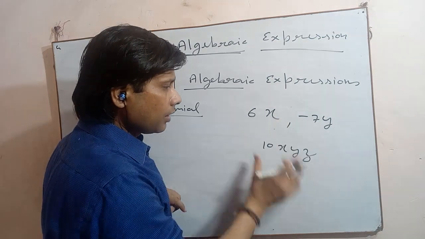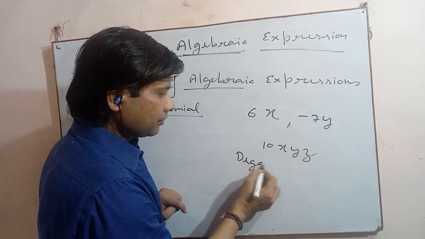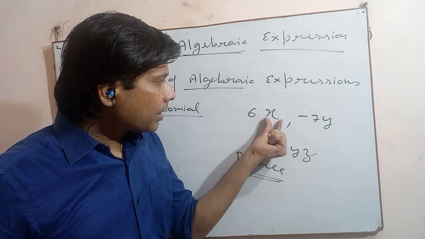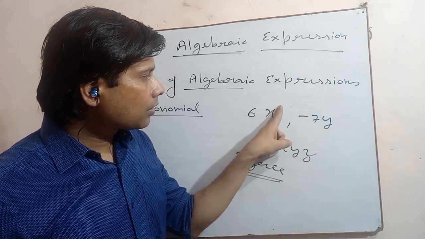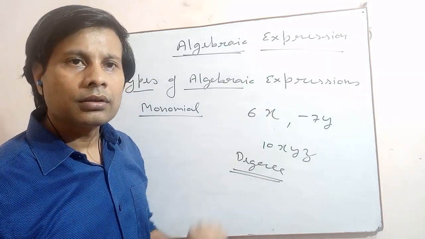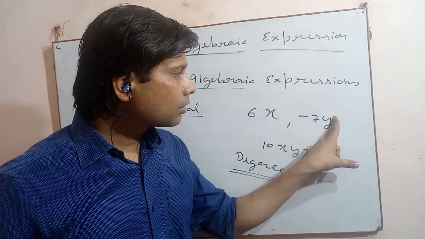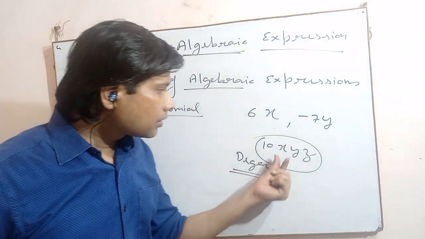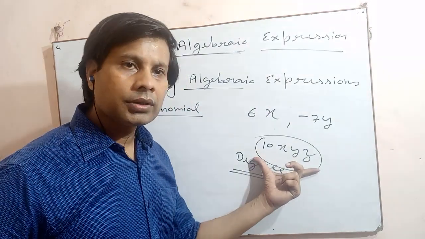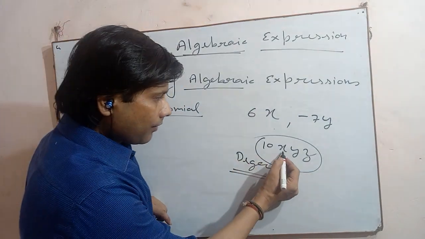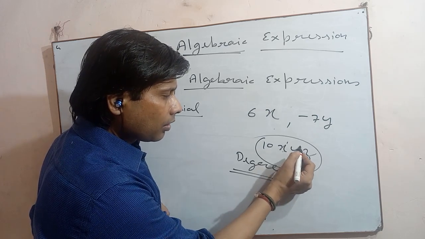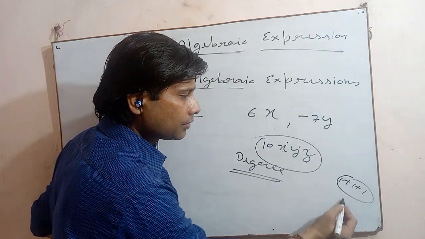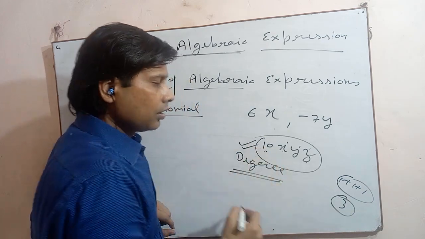And in that, suppose I talk about the degree. Degree means whenever you have a monomial, go to the variable part and think what the power is. The power is 1, so the degree is 1. But what about here? Here there are 3 variables, but only one term. So what is the degree of this monomial? Every variable has the power 1, 1 and 1, and whatever the powers are, you add them. So 1 plus 1 plus 1 is 3. So the degree of this monomial is 3.